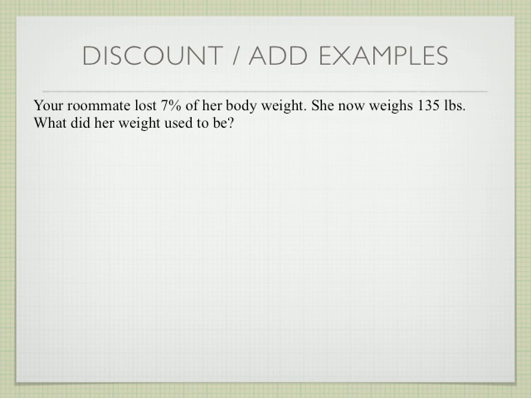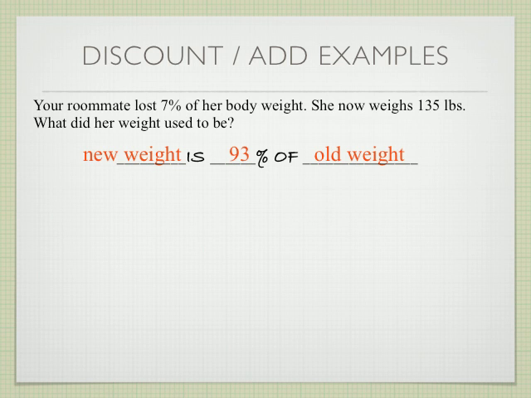Your roommate lost 7% of her body weight. She now weighs 135 pounds. What did her weight used to be? Okay, look at this model. Blank is blank percent of blank. So if the first blank is her new weight, it is what percent of her old weight? Think about that. She lost 7%, so her new weight is 93% of her old weight.